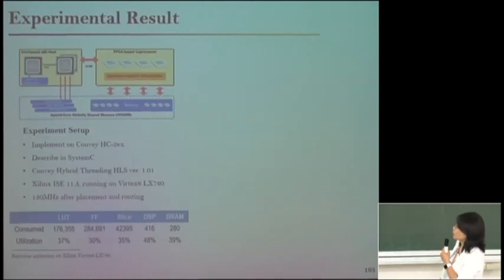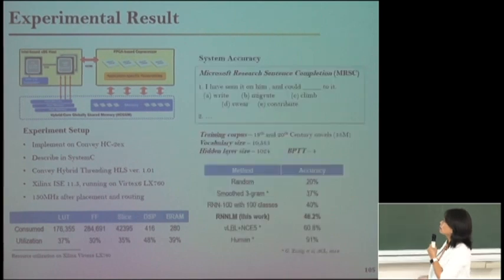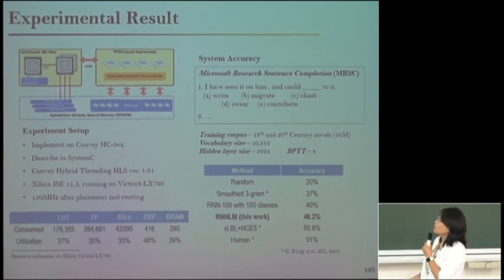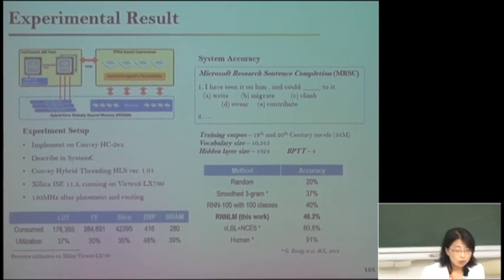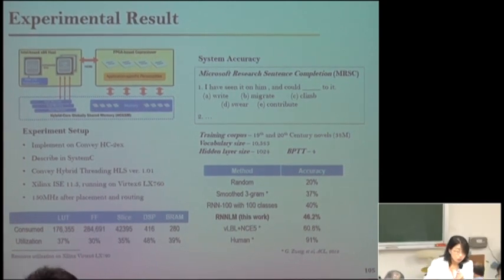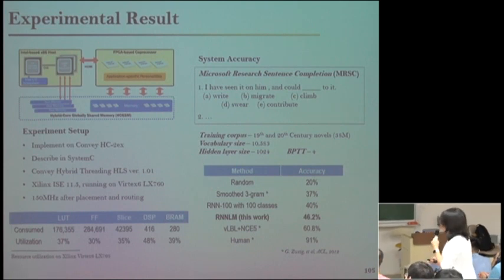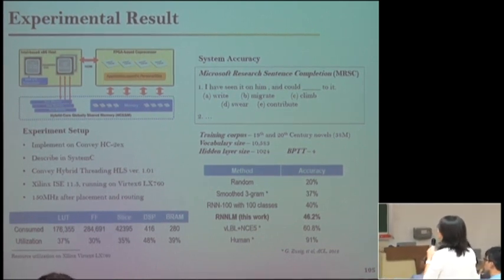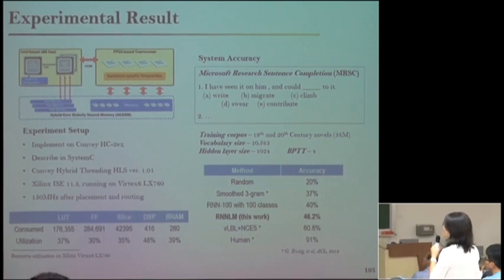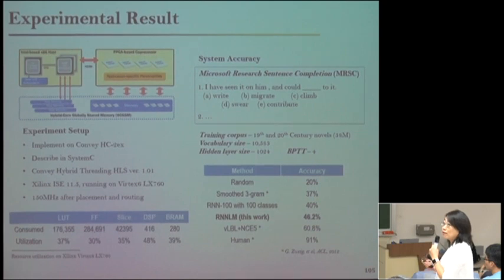Let me skip this part just to show you some experimental results. Again, we use Convolution systems which have 4 FPGAs. It is a very old system right now. We use Microsoft Research Sentence Completion. Okay, so it has many such kind of tests. I don't know if any of you have tried this before.